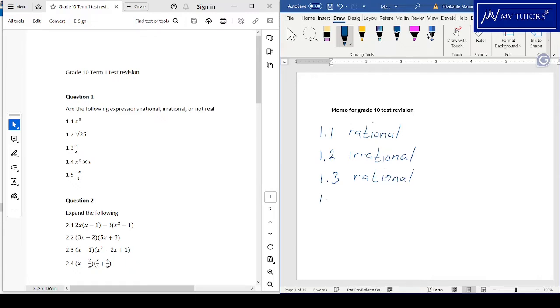And then we've got 1.4. Now I've got x squared, which is rational, times pi. Now, because pi is irrational, because of this irrational number of pi, that makes the whole thing irrational. So this one is irrational. I write it down just like that. And then 1.5, even though it's a negative number, it's a negative integer over another integer, and it's a fraction, that makes it rational. Okay, so that's it. Let's go to question number 2 now.